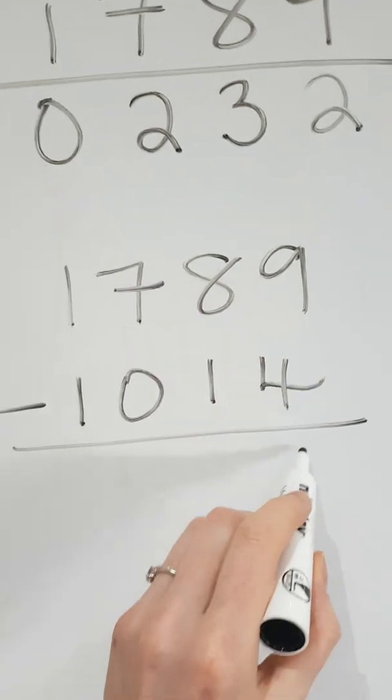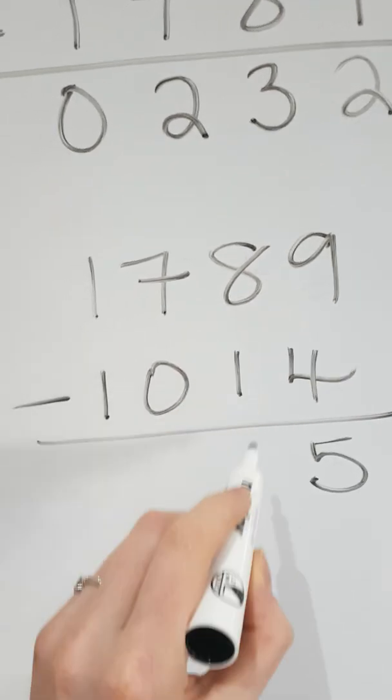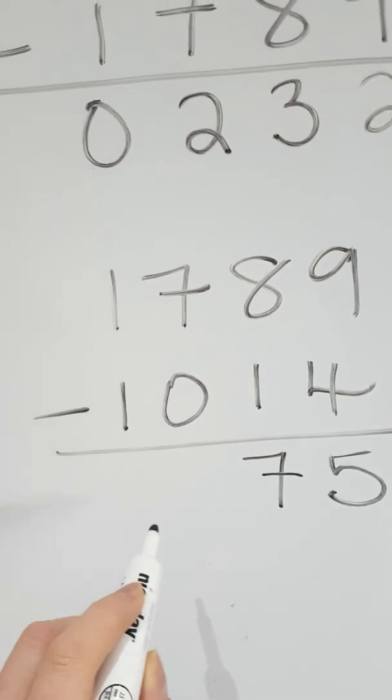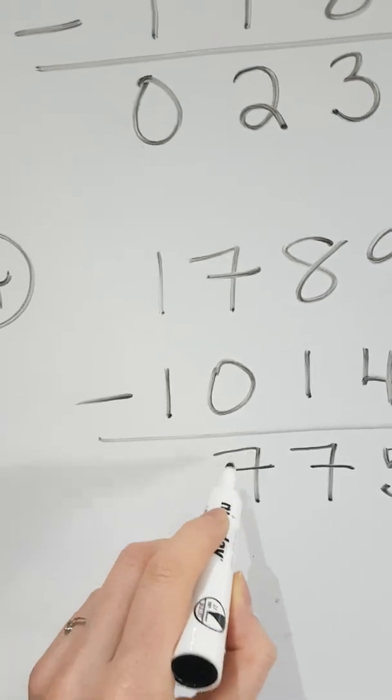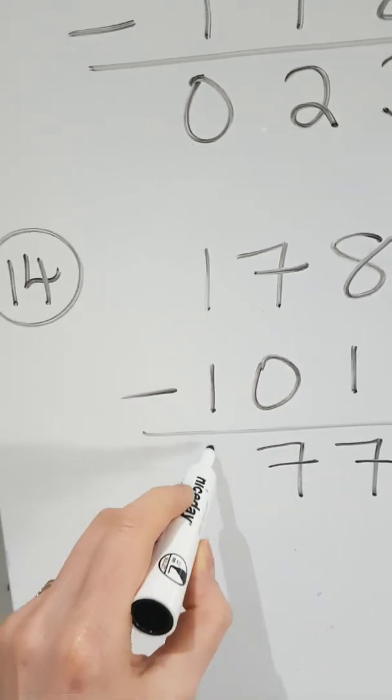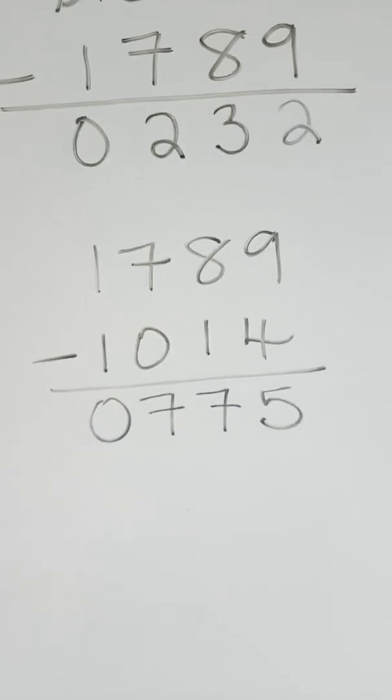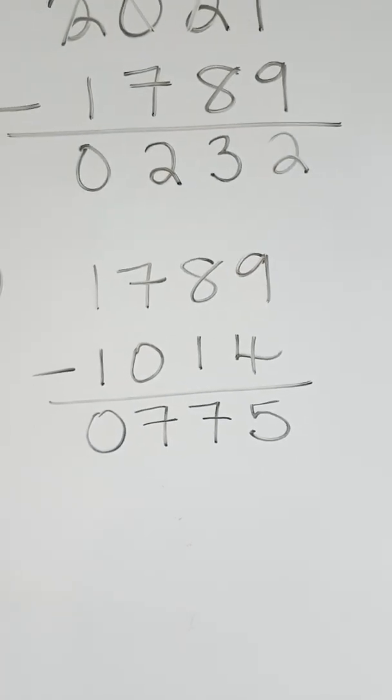So 9 minus 4 is 5. 8 minus 1 is 7. 7 minus 0 is 7. And 1 minus 1 is 0. So 775 years before that.